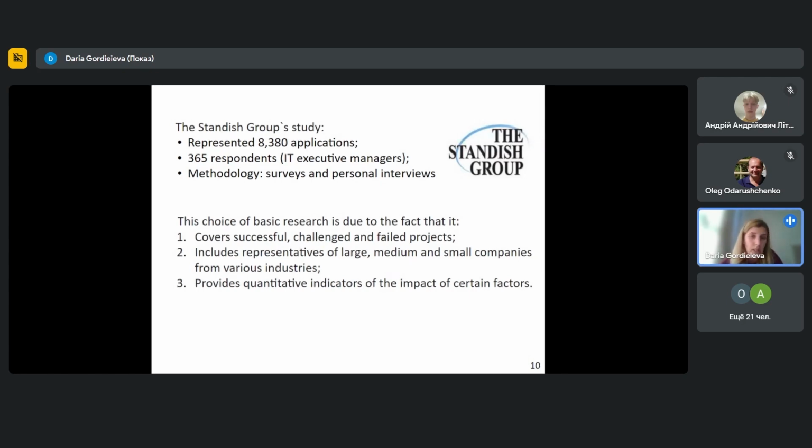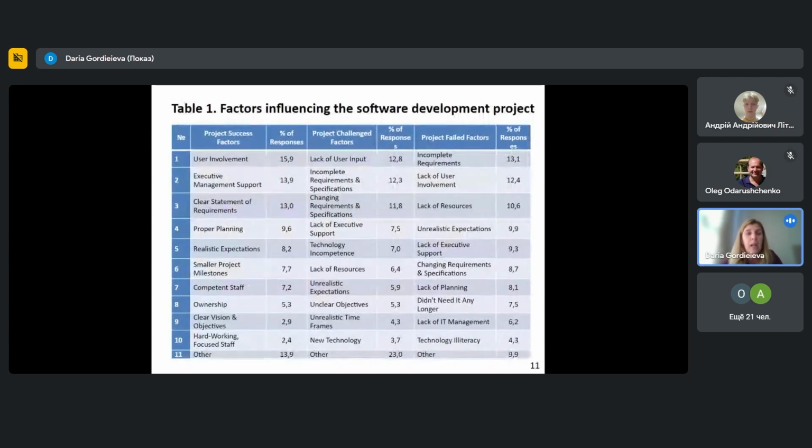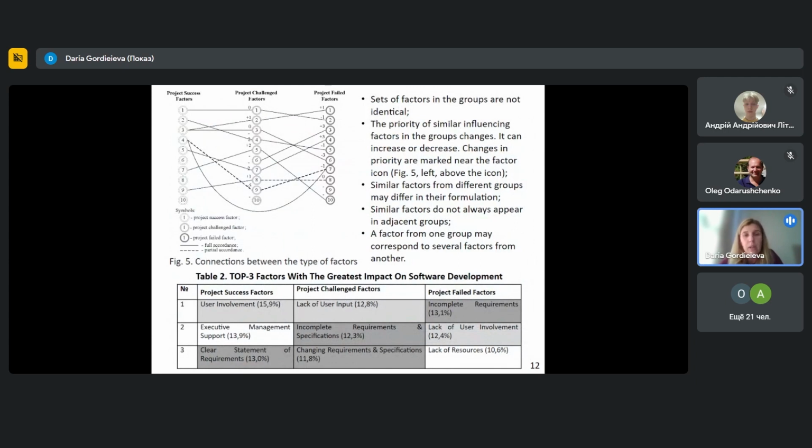based on 8,000 projects and involving about 400 information technology executive managers of large, medium, and small companies across major industry segments. According to the result of the study, the project success, project challenged, and project failed factors and the percentage of their impact were determined. We correlated similar factors among successful, challenged, and failed software development groups and established possible connections between them. We analyzed the 3 top factors with the highest percentage of influence on software development. Factors related to form and software requirements and specification were mentioned 4 times in all of these groups.